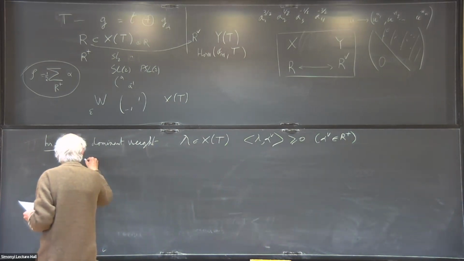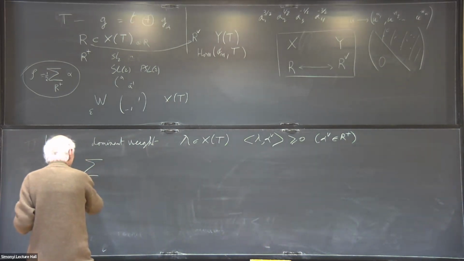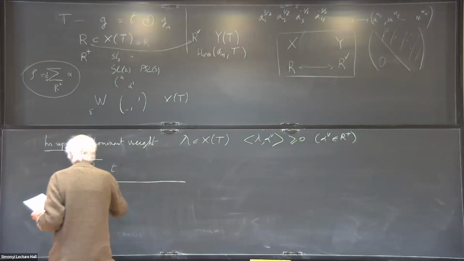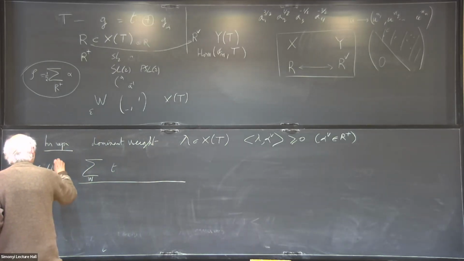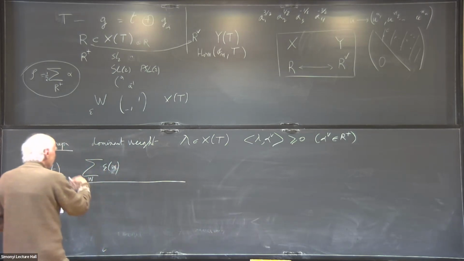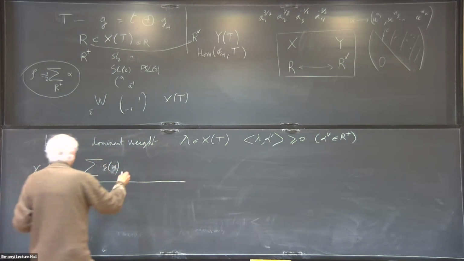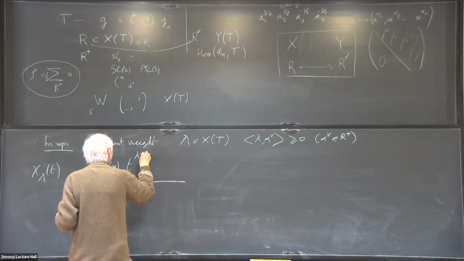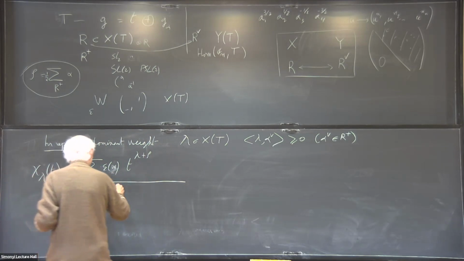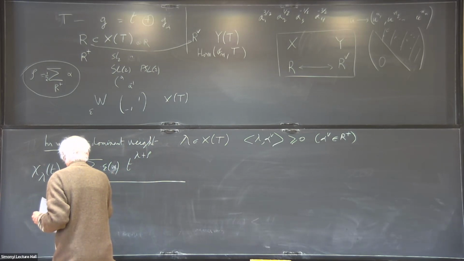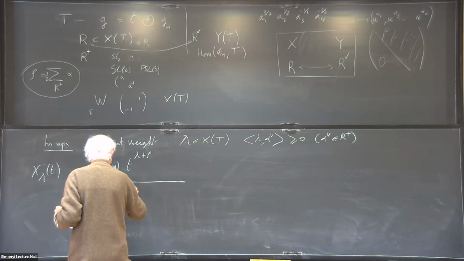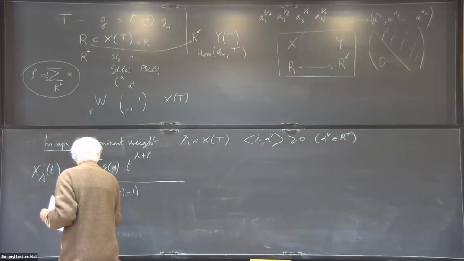So the formula: there is a numerator and a denominator. The numerator is the sum over the Weyl group, this epsilon(w), so it's an alternating sum over the Weyl group, of t to the power w(λ plus ρ), divided by t to the minus ρ times the product over positive roots of (α(t) minus 1).